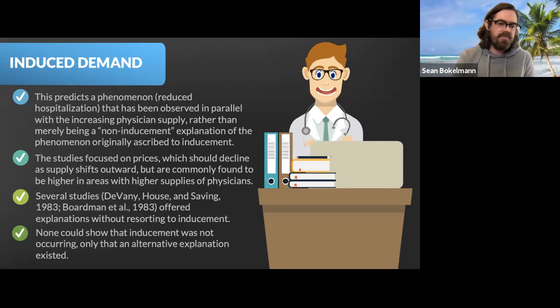So basically, in a nutshell, none of these could show that inducement was not occurring, but they could show that there were alternative explanations. So you can see why there's still a lot of debate going on. These studies can't prove that induced demand isn't happening, but they're saying there are potentially other explanations that aren't induced demand. So it's pretty clear why there's still a lot of debate going on.